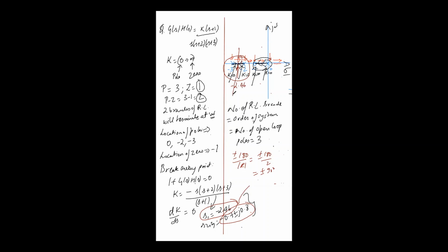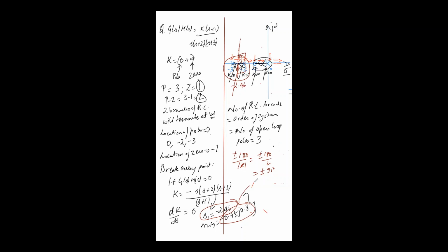So after breaking away, it will depart at plus 90 degrees and minus 90 degrees. Right? So now we need to find out how these branches will terminate at infinity. We have found at which angle it is leaving the real axis, but we want to find how it will terminate at infinity. This branch can go like this, and any way it can go. We need to find out how it will terminate at infinity. So how will we find that? We will find that by using asymptotes.